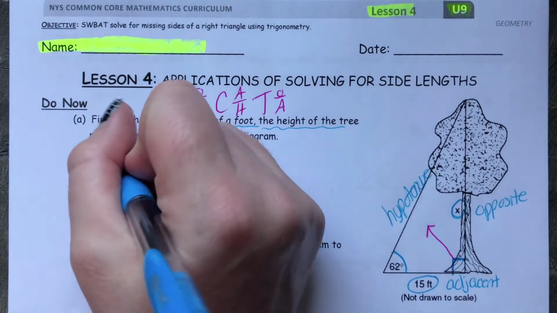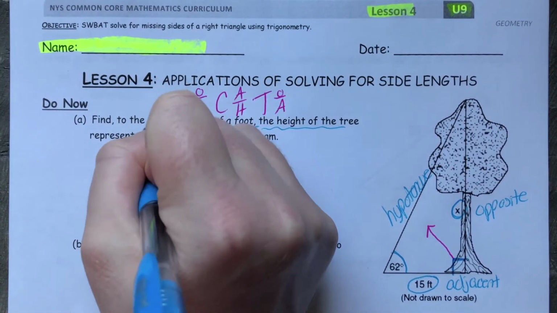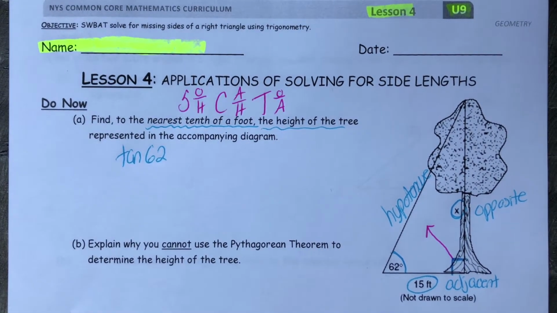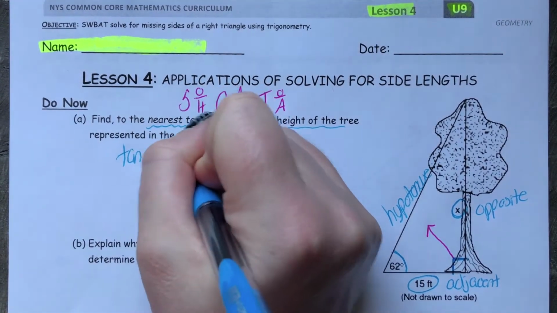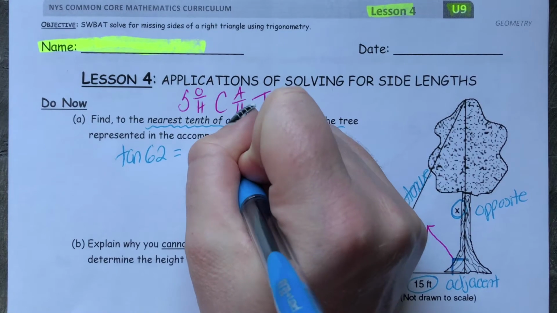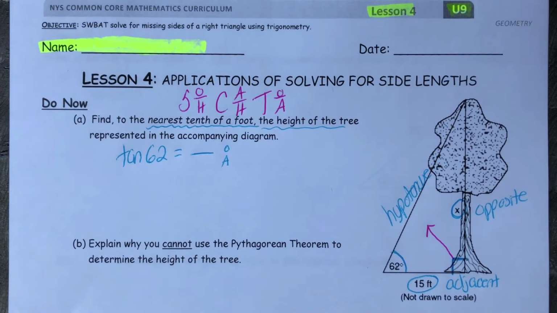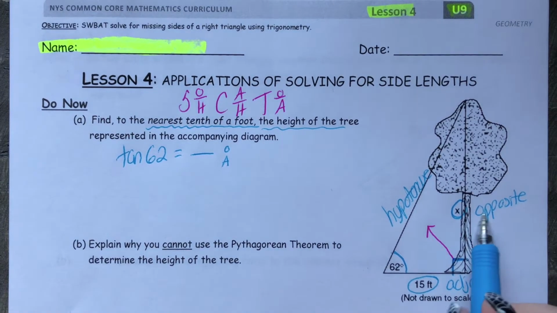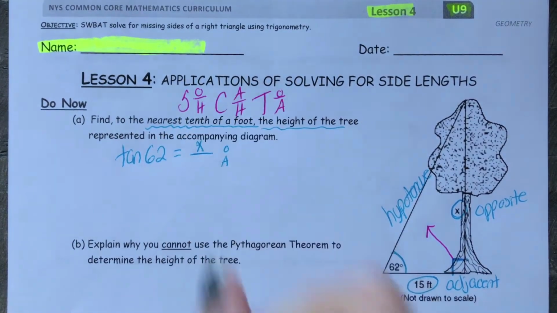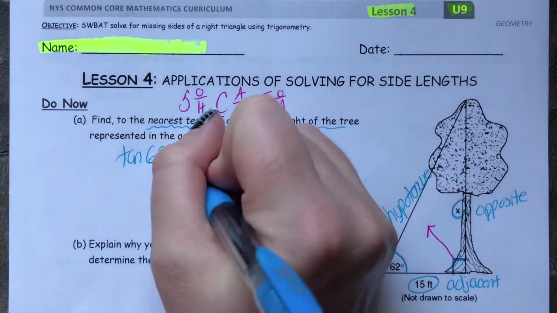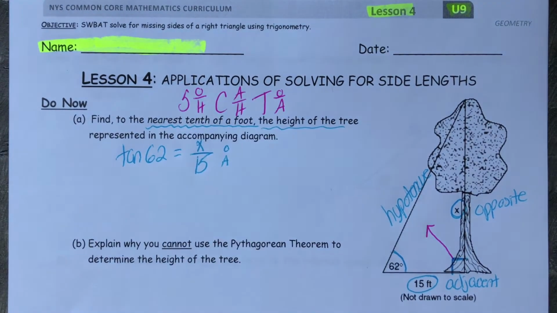So I'm going to set up tan of 62. Really, that's tangent of 62 degrees. And that's going to equal my opposite over my adjacent side. I just like to set myself up so I know I don't make any mistakes. The opposite side was X. I'm going to throw that up top. My adjacent side was 15. I'm going to throw that in the bottom here. And then I'm ready to go.